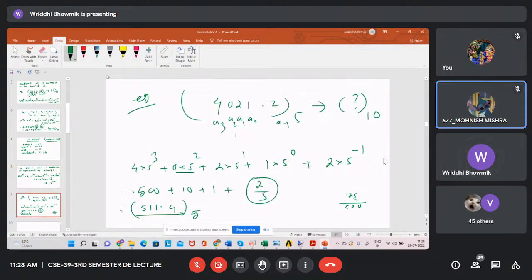Okay. So this is the, sorry, it is not base 5, it is base 10. Okay, this is the base 10 system. Right. So here you are going to convert a base R system to base 10 system. So how could you do that? You have to multiply the coefficients with the power of 5. Then you will get the decimal number, right?